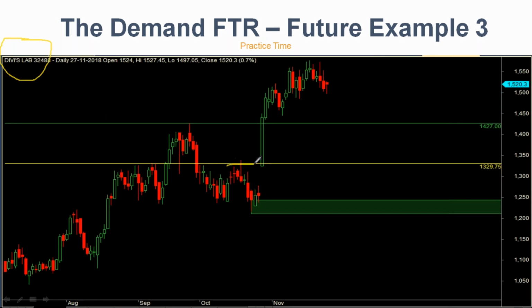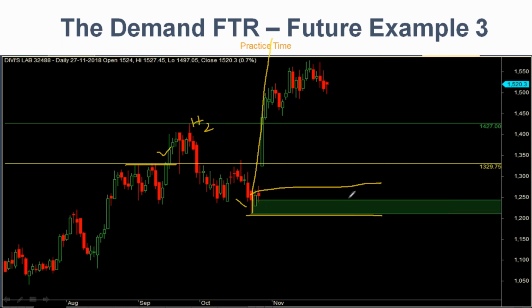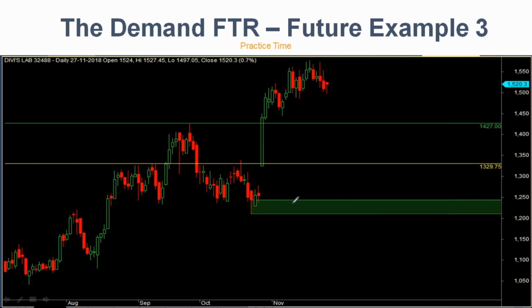Now I have not put anything there. H1 formed. I'm sorry, not here. This one. So here is H1 formed. Price broke the high. Formed H2 here. Now price came all the way down and then bounced from there. And this is another beautiful zone which I want to trade. So this is one beautiful FTR I want to trade.